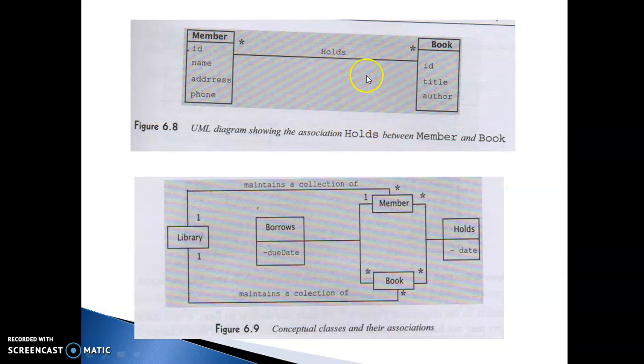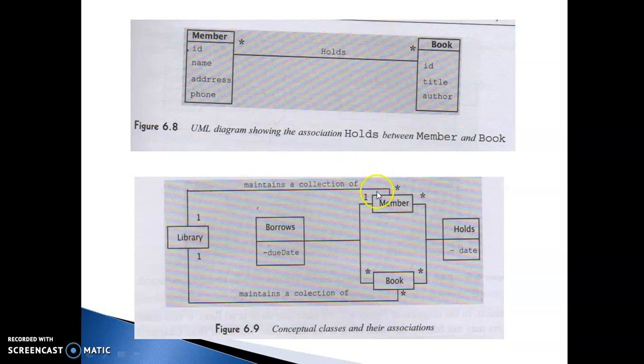What is the association? So this is the association. Association holds, association is holds between member of a library and the book. Book means there will be several members, and several members will not hold a single book. Several books they will be holding. Conceptual class and their association. Conceptual class means, till now we have seen a member class, book class, library class, and these are some of the classes we have seen. So how these are associated, we'll see systematically.